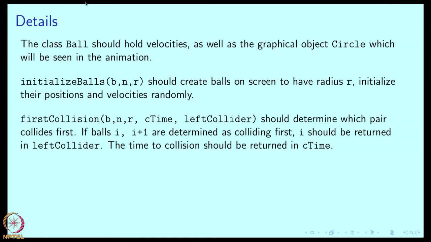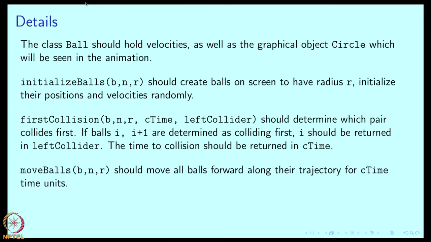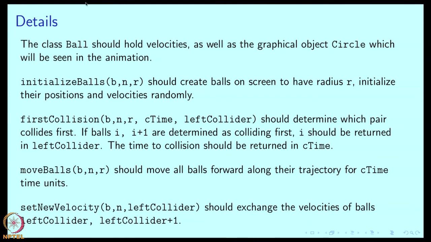Okay. First collision is a function to be written which is going to determine which pair of balls collides first. If balls I and I plus 1 are determined as colliding first, I should be returned in left collider. The time to collision should be returned in C time. Move balls, as we said, should just move balls forward along their trajectory for C time units. And set new velocity should do the exchange of the velocities. Okay. So that is about it.